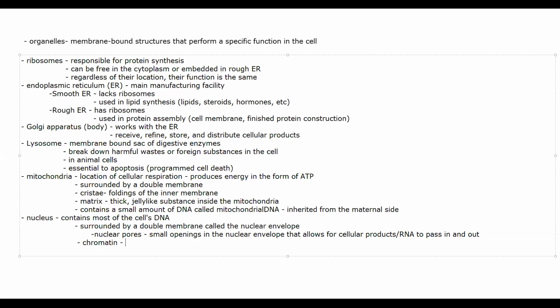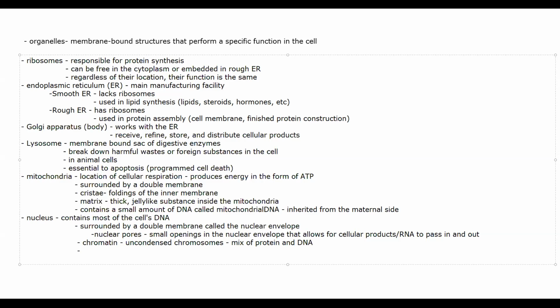Chromatin is just, how do I want to put this? It's uncondensed chromosomes. So in other words, it's a mix of protein. That X-shaped chromosome structure that we're used to seeing when we talk about genetics, that only exists when cells are dividing. Otherwise, it's unwound or uncondensed in the cell, in the nucleus specifically.